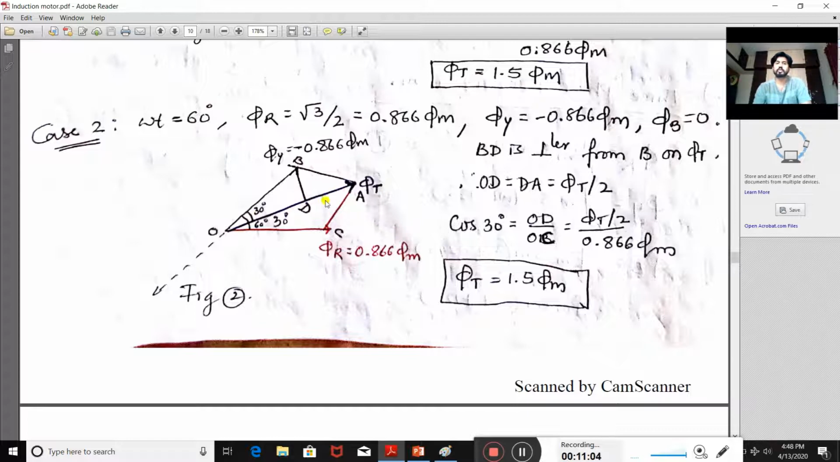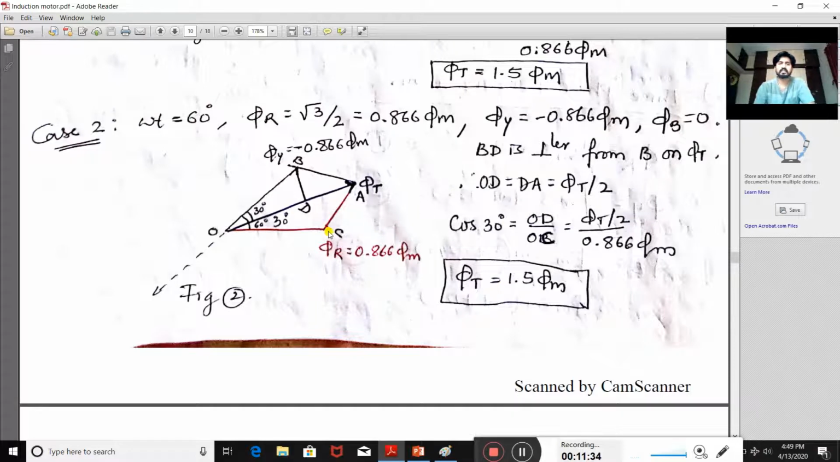So OD is equal to DA is equal to phi t by 2, and if you consider this triangle, cos 30 degree is root 3 by 2, and the adjacent is OD, or this is phi t by 2, and OB is minus 0.866 phi m. You can consider it in that way, and it becomes minus 1.5 times phi m. That minus indicates that it is the negative flux in the negative cycle.